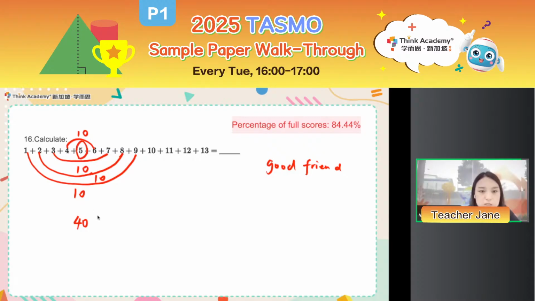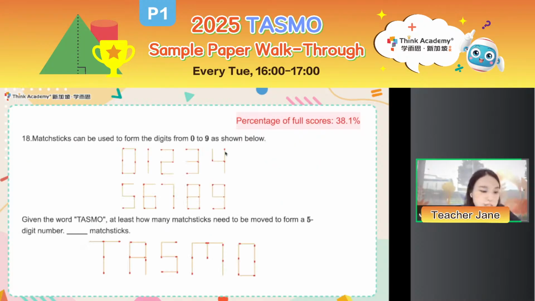Okay, don't forget that here we still get a 5, so we just do the plus. And then plus 10, plus 11, plus 12, plus 13. Okay, this time after calculation, we will get the answer here is 91, okay? It's 91. Then this time, let's move on.